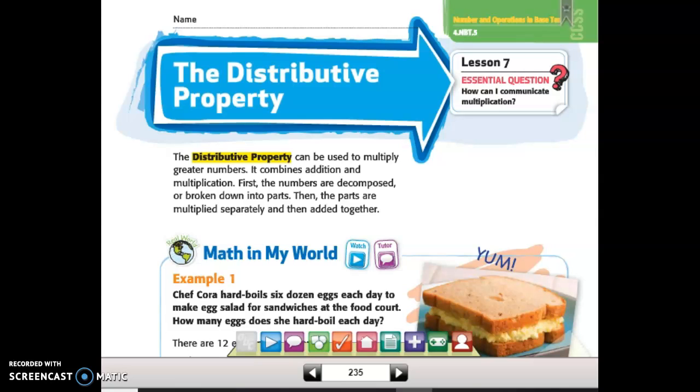Chapter 4, Lesson 7. We've finally gotten to one of my favorite strategies. It is the distributive property. The distributive property can be used to multiply greater numbers. It combines addition and multiplication. First, the numbers are decomposed, which is just written in expanded form, or broken down into parts. Then, the parts are multiplied separately and then added together.